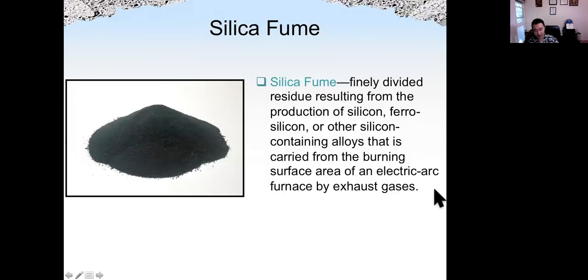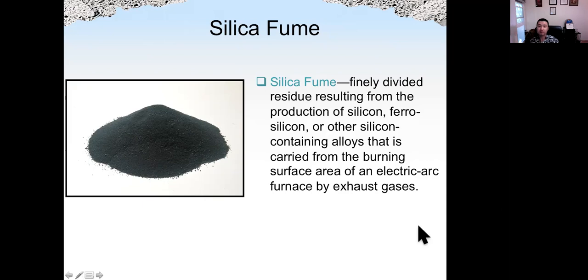Alright, so this is fly ash. The second one we're going to look at is called silica fume. Silica fume, let's look at the introduction, is a finely divided residue from the production of silicon, ferrosilicon, or silica-containing alloy.